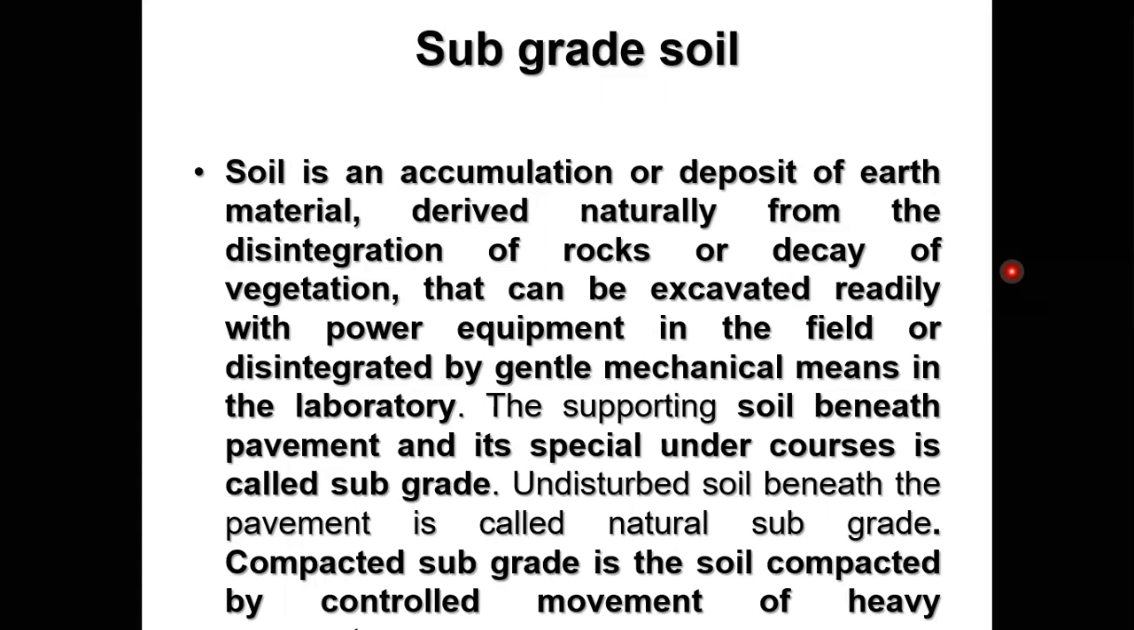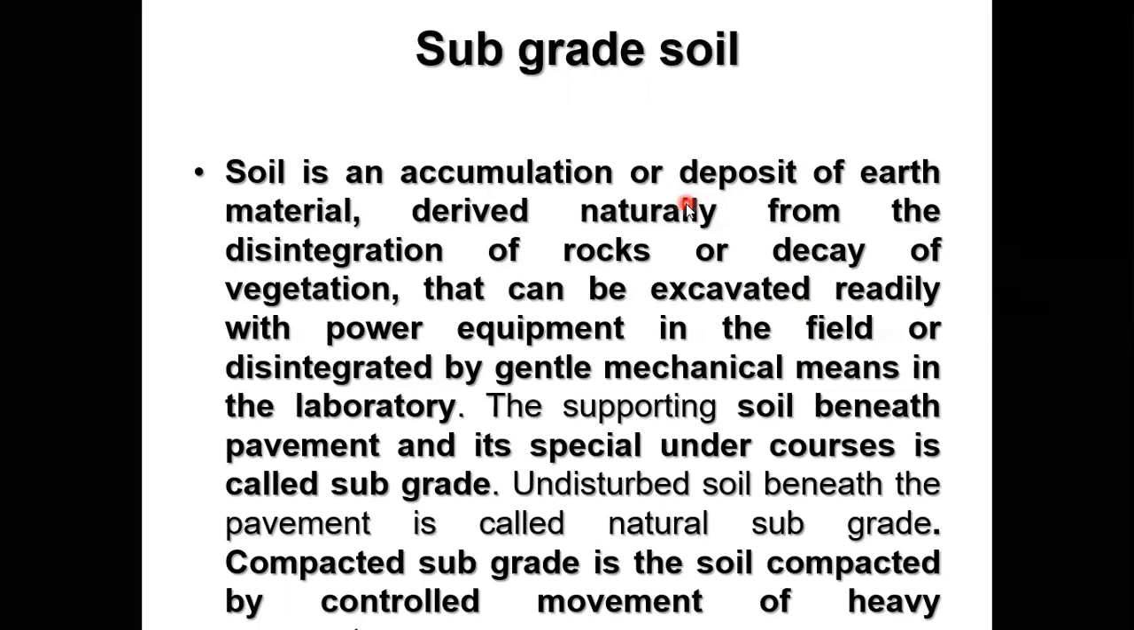Undisturbed soil beneath the pavement is called the natural subgrade. Compacted subgrade is the soil compacted by the controlled movement of heavy equipment. So if you are talking about the natural subgrade, it is nothing but undisturbed soil. It is the foundation layer which is not disturbed at all. Obviously it is 0.5, 0.6 meter below the road surface or ground level.